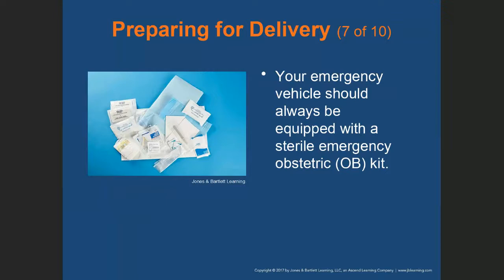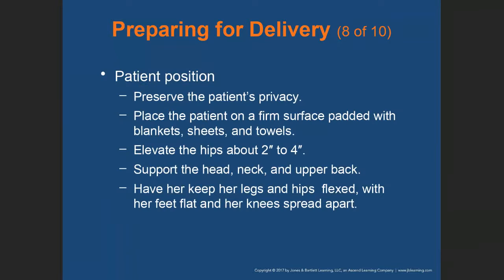Preparing for delivery. So your unit should have an OB kit. Your emergency vehicle should always be equipped with a sterile emergency obstetric kit. Patient position. Preserve the patient's privacy. Place the patient on a firm surface padded with blankets, sheets, and towels. And you want to cover the legs and you want to cover the abdomen. You want the pelvic or hip region elevated 2 to 4 inches.